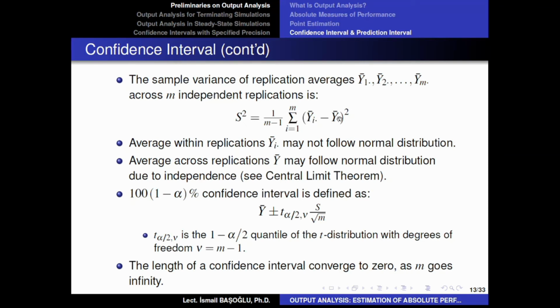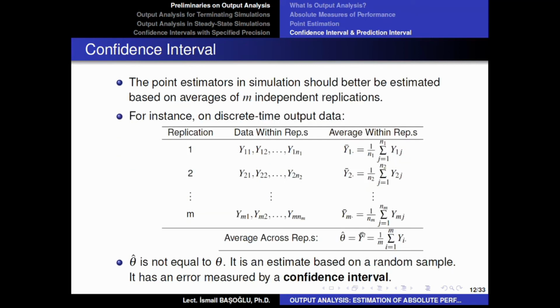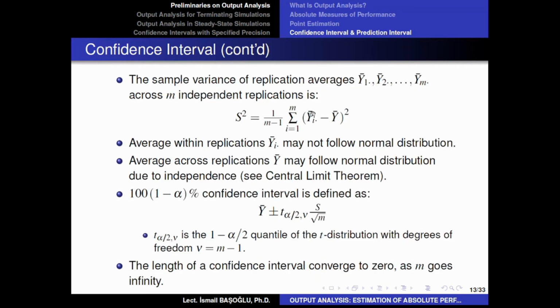And here you see we take the average across replications, which is y bar. If you remember, y bar is the average across replications. And we calculate the squared deviation of the replication averages from the average across replications, or the overall average, and sum them up and divide by m-1. Why are we dividing by m-1? To get an unbiased variance, right?